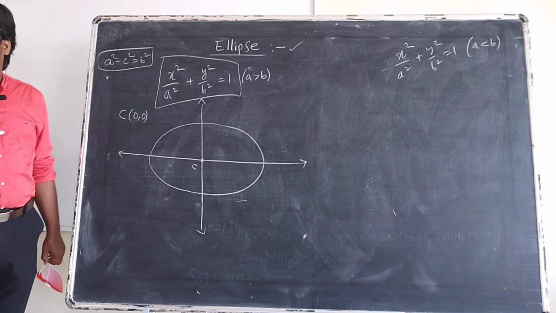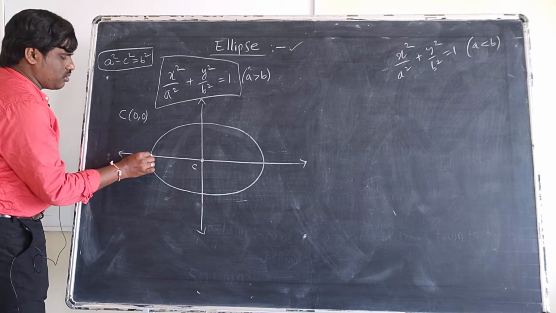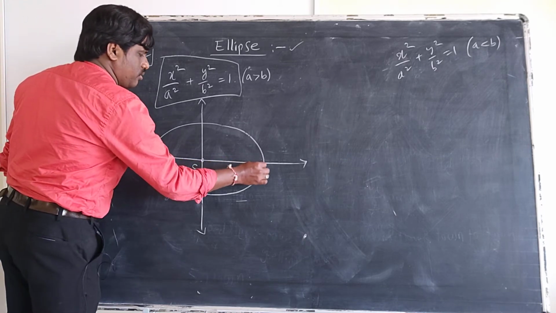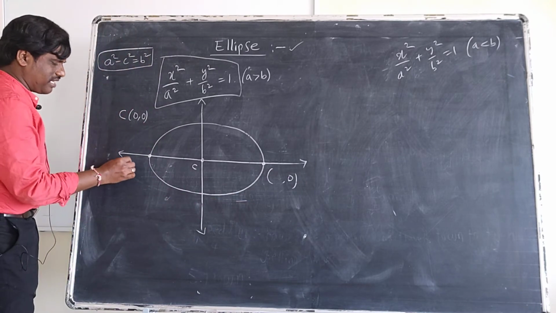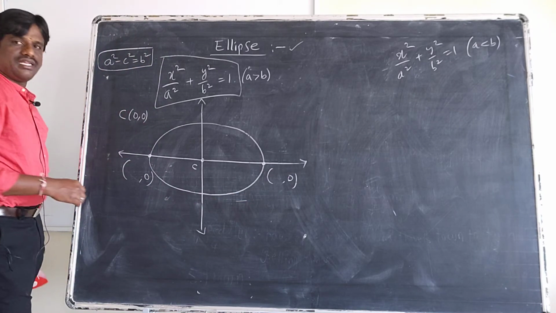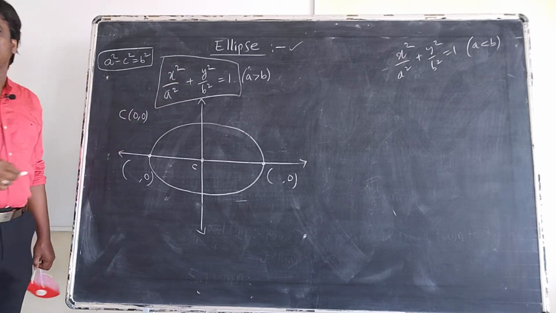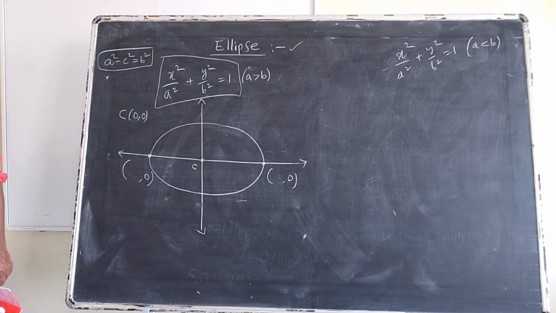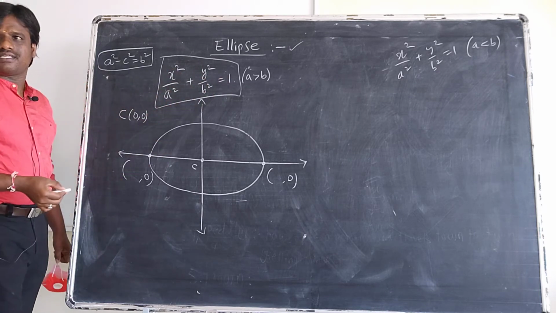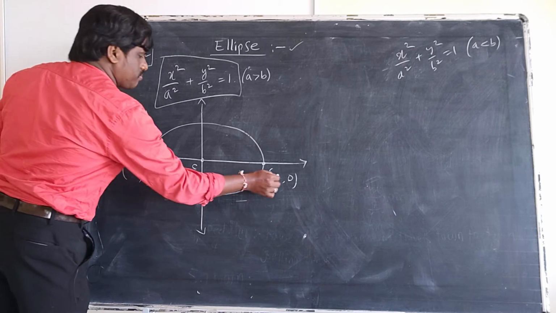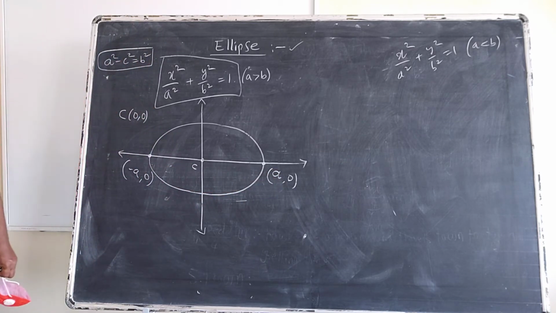Now the vertex, what are the vertices of the ellipse? If I substitute at this point, you know that the y value is 0. So if the y value is 0, if I substitute, what will I get? The x value, plus or minus a. Since y is 0, x square is equal to a square, x is equal to plus or minus a. So this is plus a and this is minus a. So these are the vertices of the ellipse.